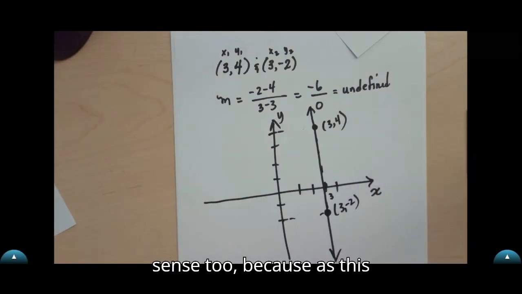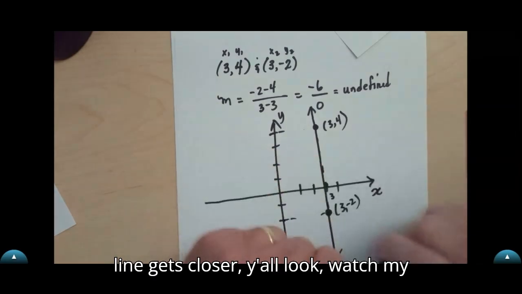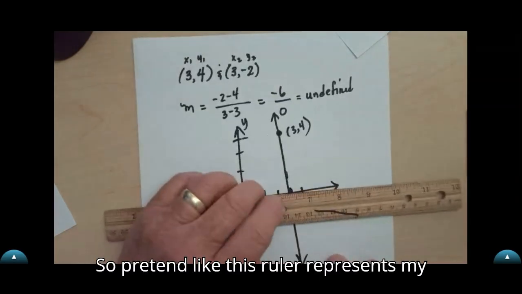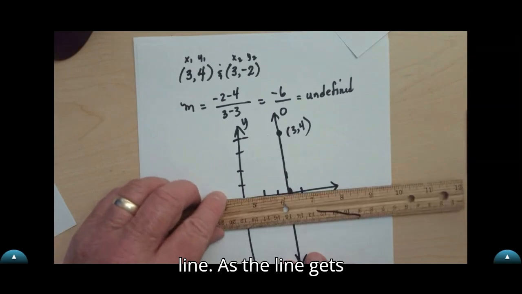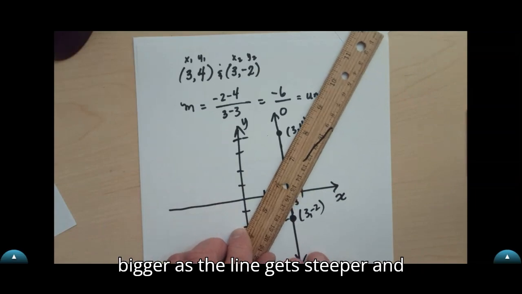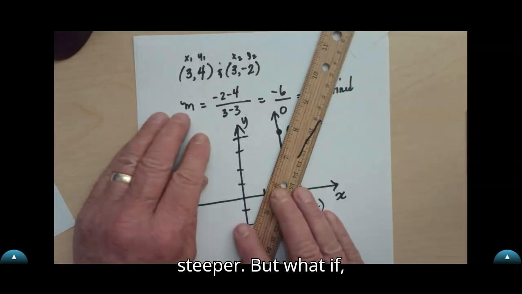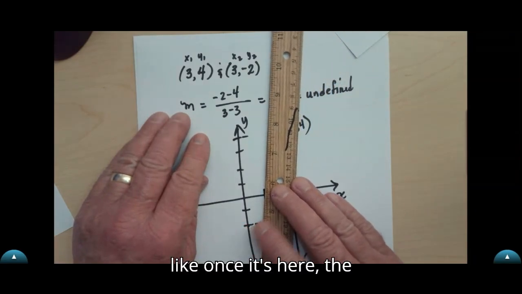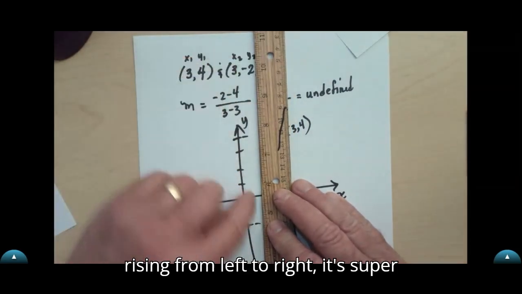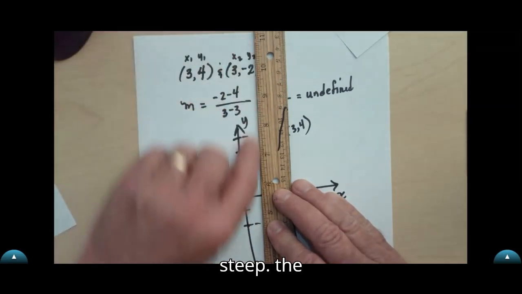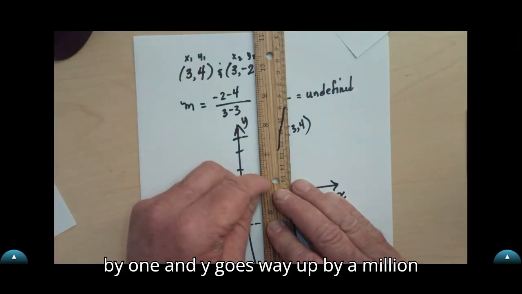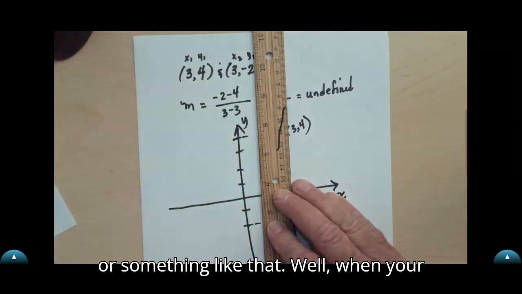All vertical lines have undefined slope. If you think about it, that makes sense too, because as this line gets closer, y'all watch my pen, or maybe use the ruler. So pretend like this ruler represents my line. As the line gets steeper and steeper, the slope is positive. The slope's getting bigger and bigger as the line gets steeper and steeper. But what if, once it's here, the line is super steep. It's still rising from left to right. The slope of that line might be 1,000,000 or something, right? Like x goes up by 1 and y goes way up by 1,000,000 or something like that.